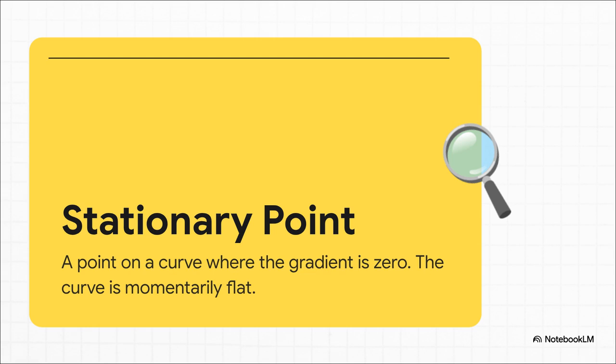Imagine you're hiking up a hill. At the very top, right at the peak, the ground is perfectly level for a moment before it starts going down again. Same thing at the bottom of a valley. That flat spot? That's a stationary point. And mathematically, it's the precise location where the gradient is exactly zero.